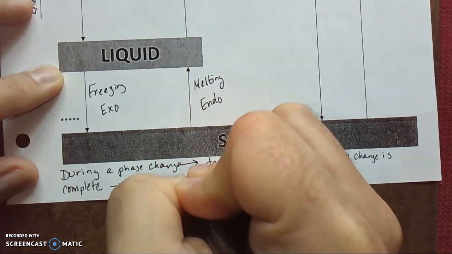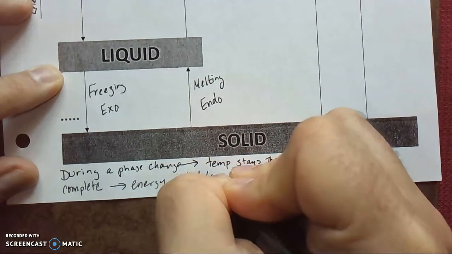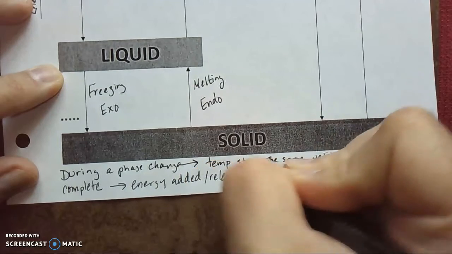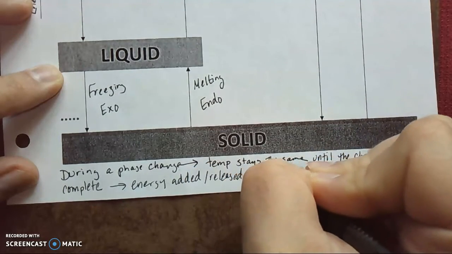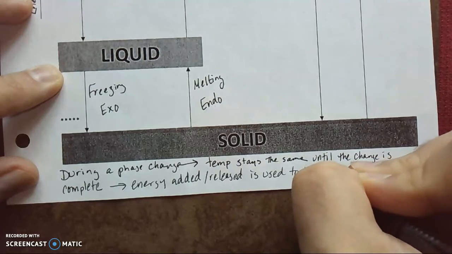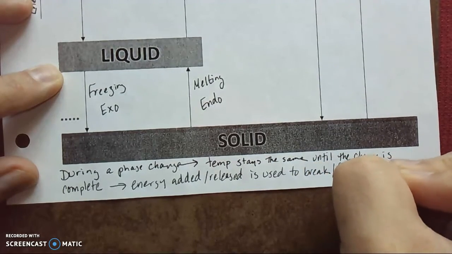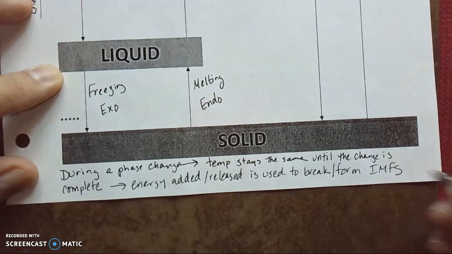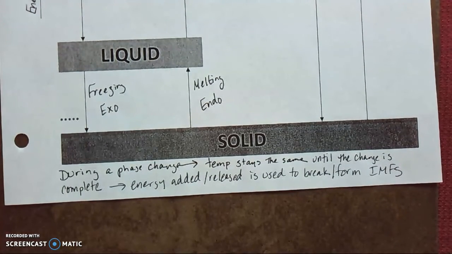Energy added or removed, released, however you want to say it, is used to break or form intermolecular forces. So if we're adding energy in, remember that energy equals speeding up the molecules. They move further apart. The intermolecular forces are weaker, so it's easier to break apart as you add more energy. We end up with endothermic, either melting, boiling, whatever.